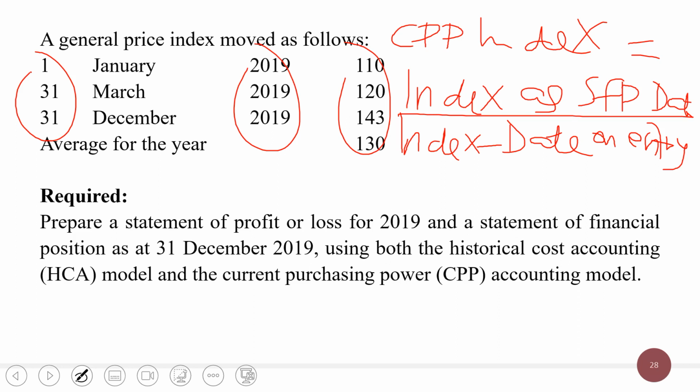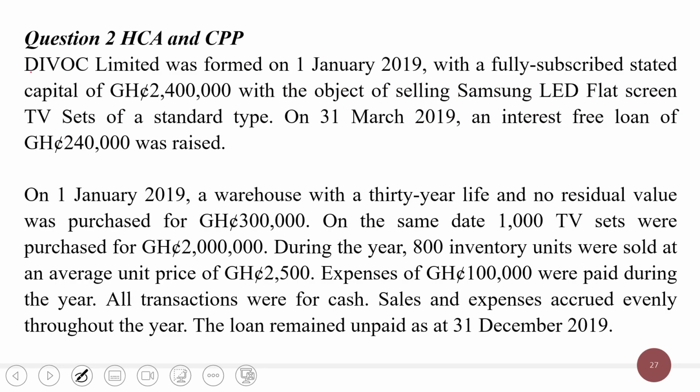As usual, prepare the historical statement. That by now should come handy. If you go through this question, you will be able to prepare your historical statement of profit or loss, for example. You need your sales, and you were told that 800 units were sold at 2.5. So that gives you your sales. Then you need your cost of sales.